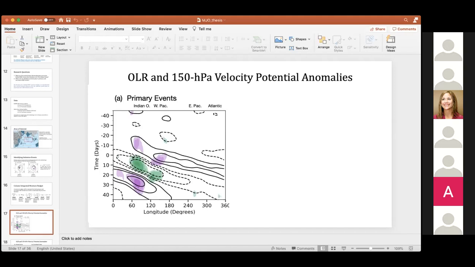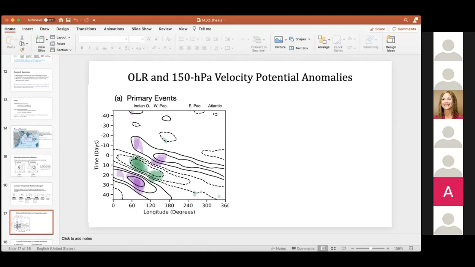Likewise, we can see that this negative OLR anomaly is associated with a negative chi anomaly, which again is in the contours, and we can trace this chi signal all the way back to about lag day, maybe -10, over South America, which is at around 300 degrees longitude. And this has been shown in previous studies on primary events from Roundy and Kiladis, who showed that there's a signal originating from South America that comes into the Indian Ocean during primary events. So we see here that there's really no clear previous MJO events.